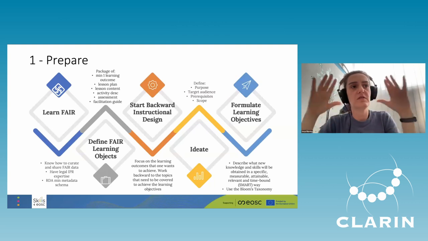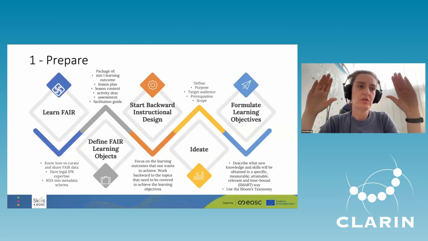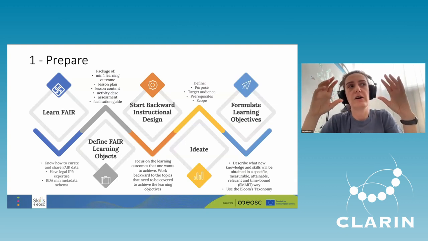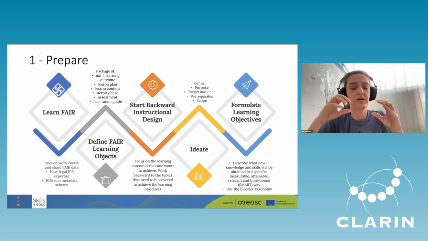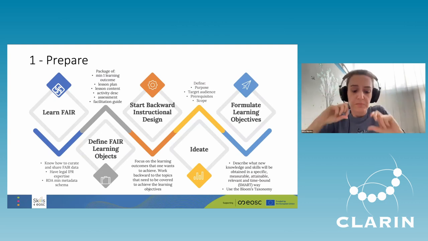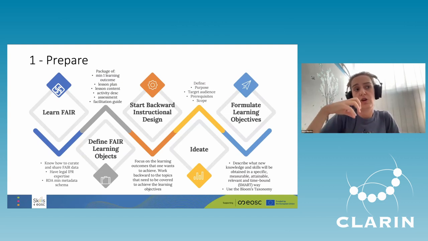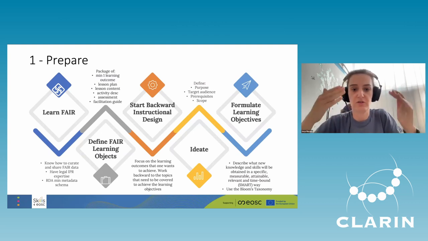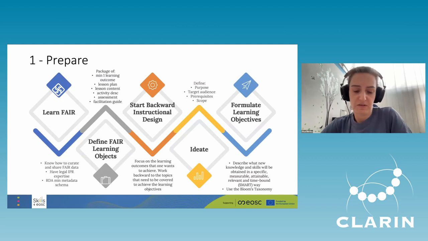You say, okay, I want these learning outcomes. How do I get to these learning outcomes? Well, I need to know how I am going to check whether the learners have actually achieved these learning outcomes. So the next thing you think about is actually the assessment. Once you have an idea of what kind of assessment you're going to use, then this is going to tell you how to structure the material, what kind of content you need to provide to the learners in order to be able to pass the assessment and achieve the learning objectives. This is how the backward instructional design process works.